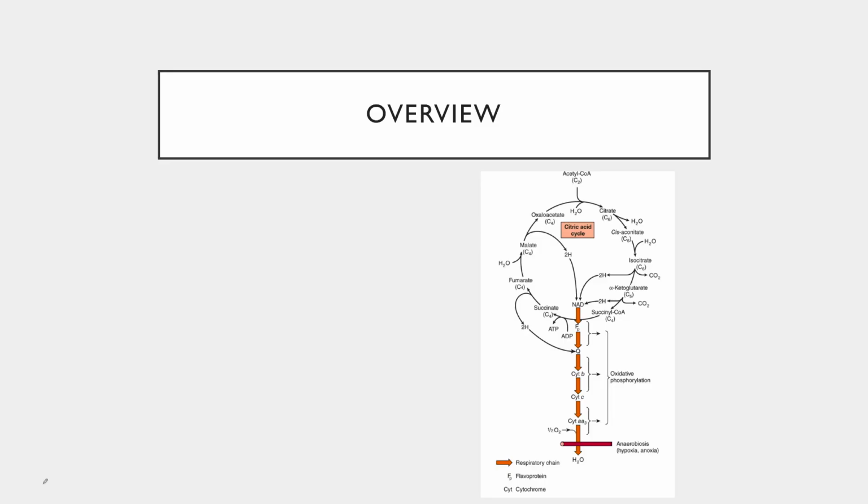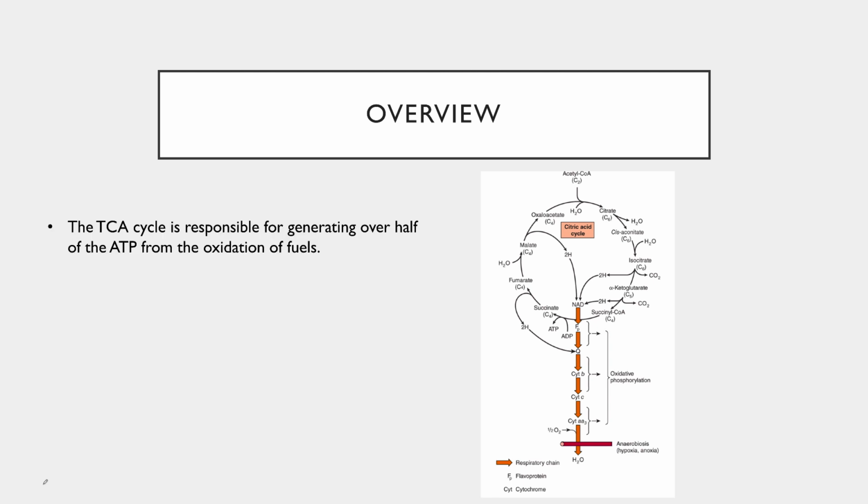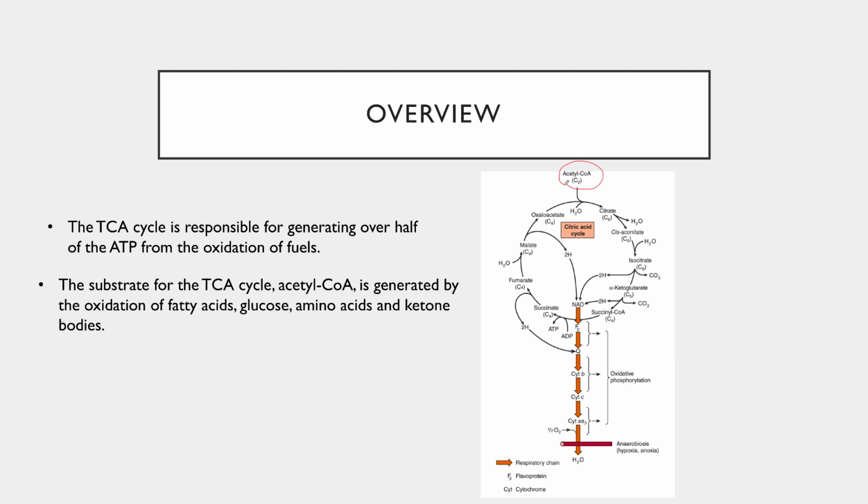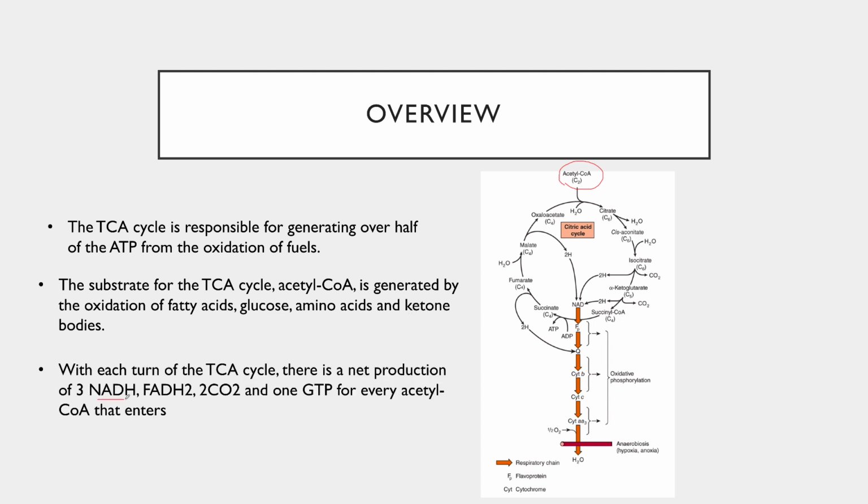So just quickly, the TCA cycle is responsible for generating over half of the ATP from the oxidation of fuels. This is primarily because the substrate for the TCA cycle, acetyl-CoA, is generated by the oxidation of fatty acids, glucose, amino acids, as well as ketone bodies. With each turn of the TCA cycle, there's a net production of 3 NADH, FADH2, 2 carbon dioxide molecules, and 1 GTP for every acetyl-CoA that enters.